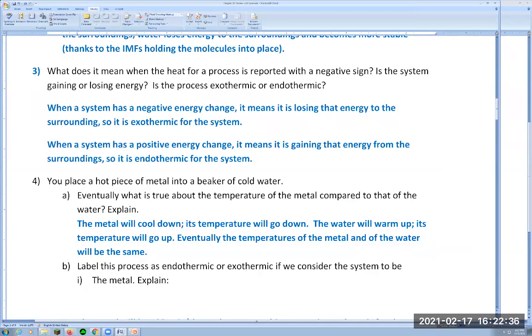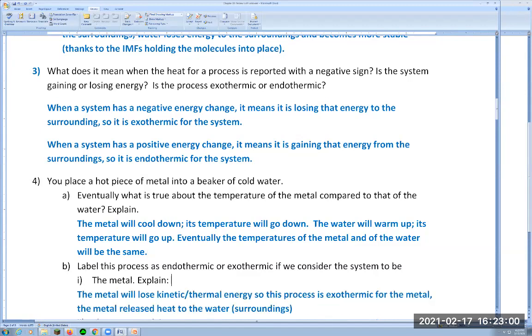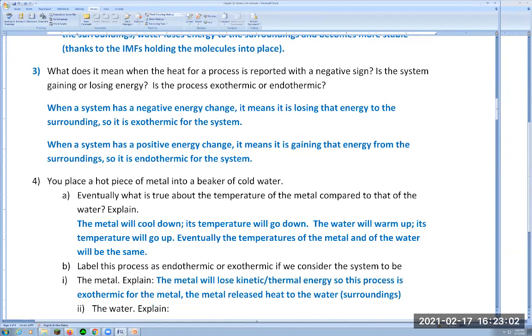So the metal is releasing energy to the surroundings, and the surroundings in this case is the water. So if the metal is releasing energy to the surroundings, then that means it's endothermic for the metal, right? Because it's exothermic. Sorry, I get confused here. For the metal, it will be exothermic. Exothermic because it releases heat to the water, right?